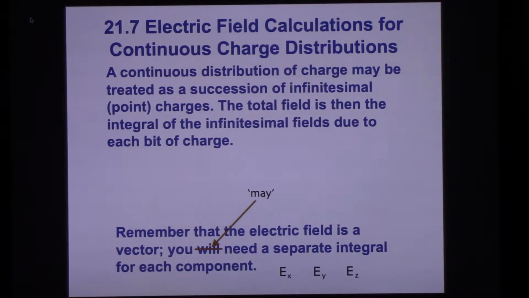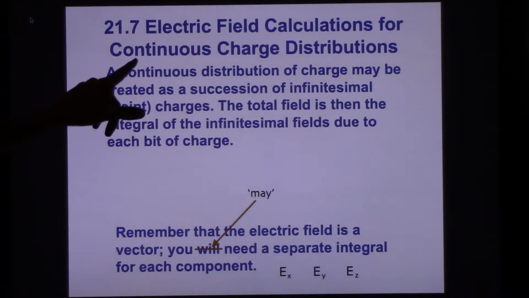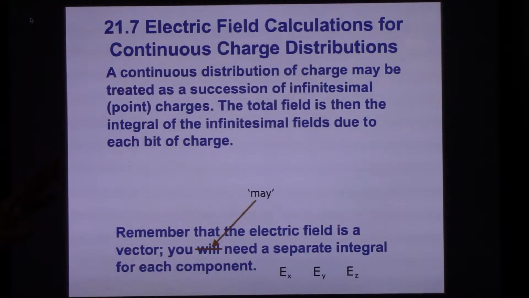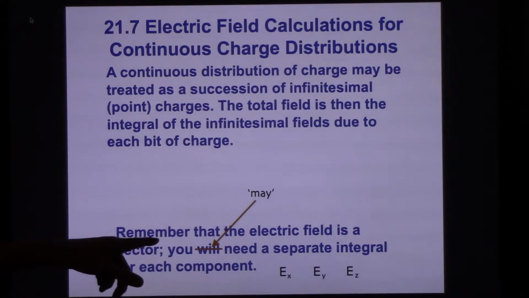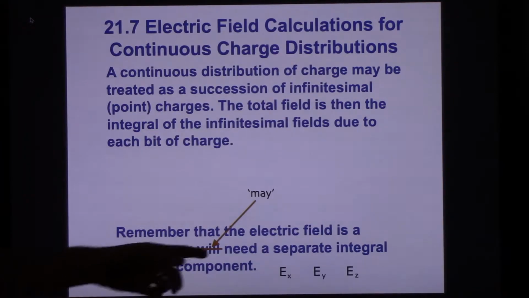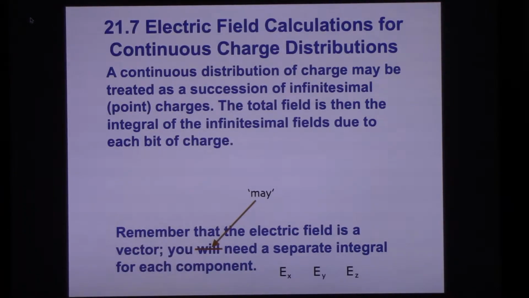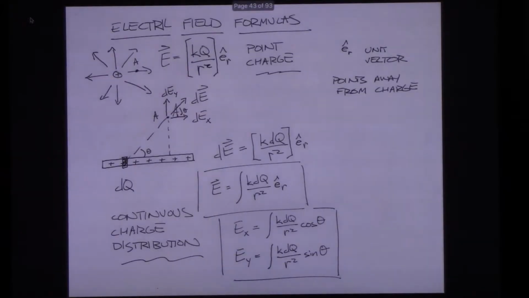So we can use that to generalize. Now we call this a continuous charge distribution. That's kind of the name this goes by. And we said that this involves carrying out integral calculations. Let's take a look at the formulas that we had talked about at the end of the last lecture.